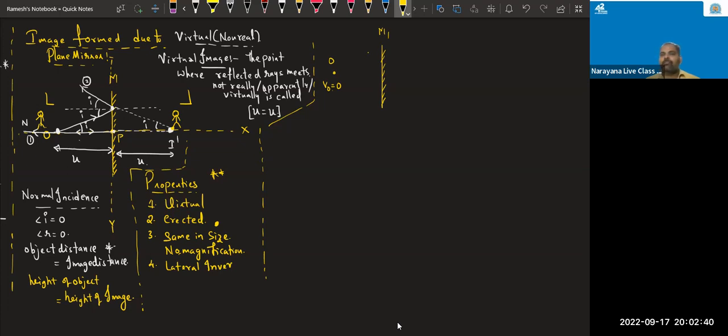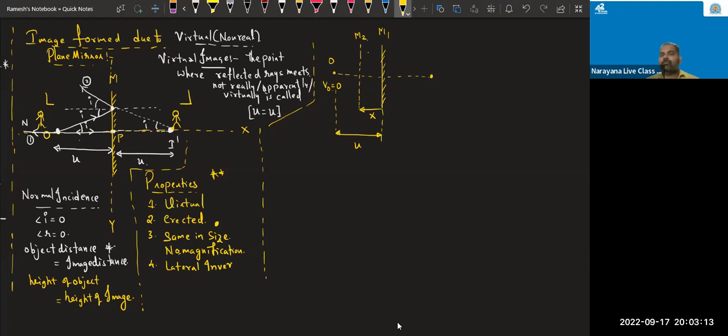The mirror is displaced from M1 to which position? M2 position. Let's say the displacement is how many meters? Tell me. Some x meters it displaced. Yes or no? What is the initial object distance? Tell me, what is the initial object distance equal to? Respond. U meters.